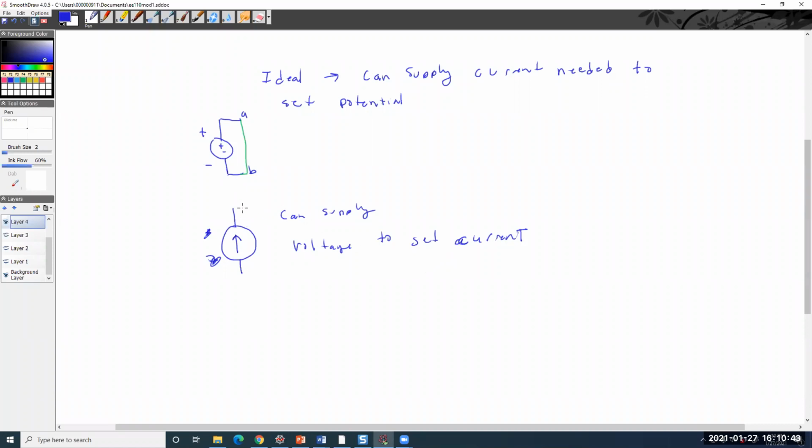Because if I have a resistance here, right, yeah, that current will flow and a voltage will fall across it. But if that resistance is infinite, well, then I'd need an infinite amount of voltage to make it so that I could get that current through the resistor, all right?